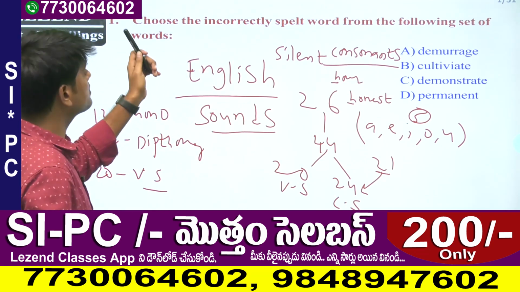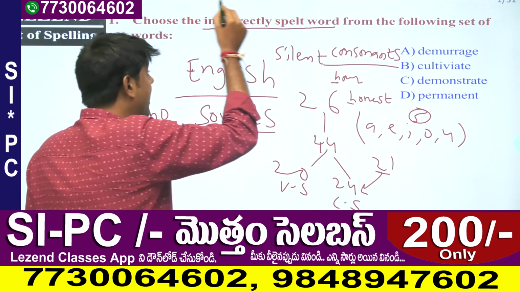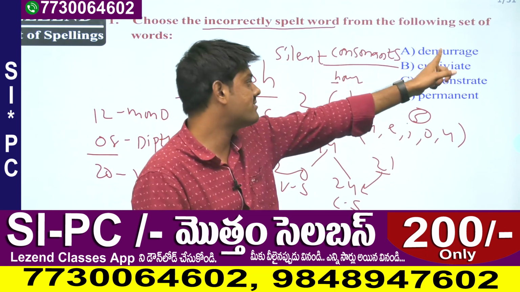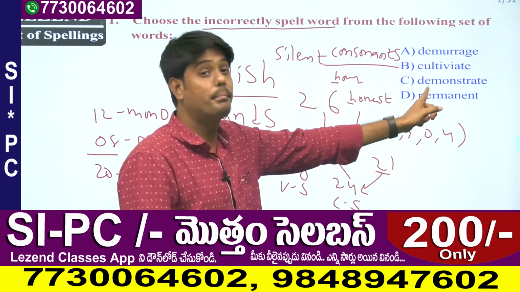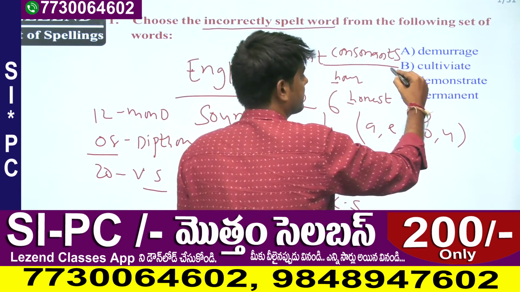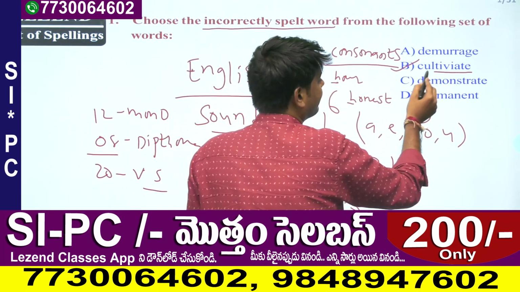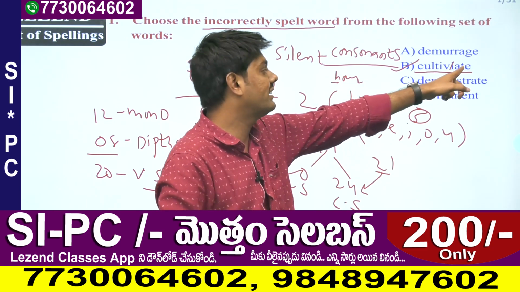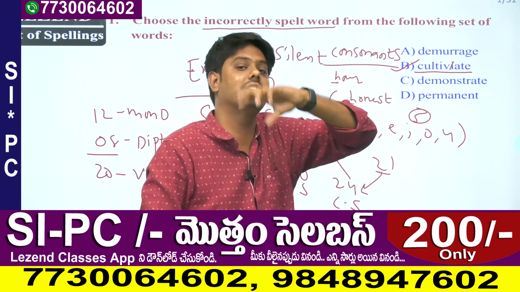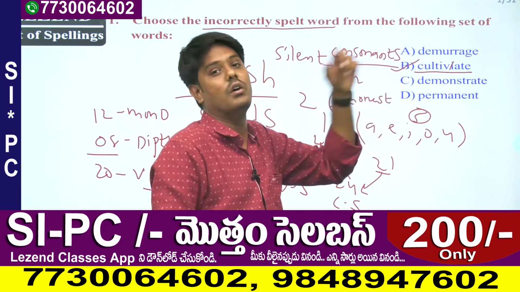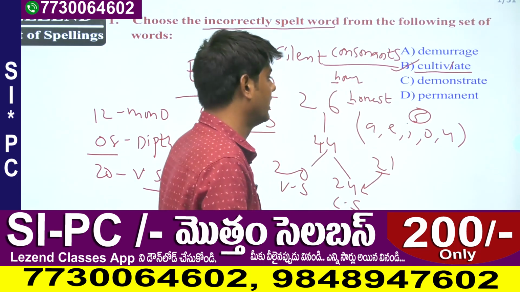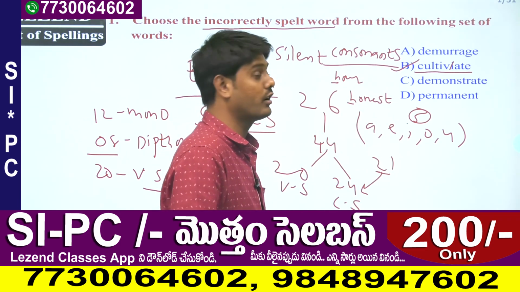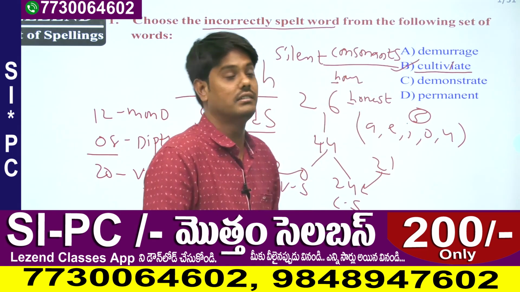So the first question is, choose the incorrectly spelt word out of the given options. The options are demurrage, cultivate, demonstrate and permanent. What is the wrongly spelt word in this? It is cultivate. Why? Because in cultivate here there is no I. The spelling of cultivate is C-U-L-T-I-V-A-T-E. If you have command over the words, then you can easily identify the incorrectly spelt word. The other spellings are all correct. The answer is B, cultivate.